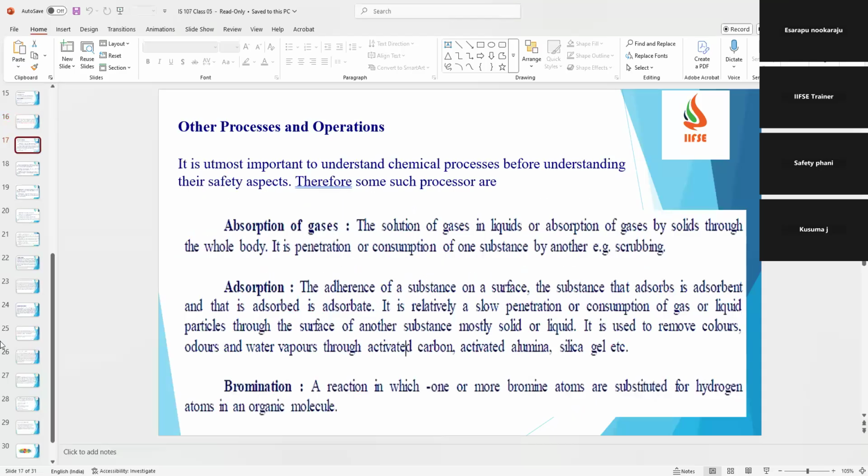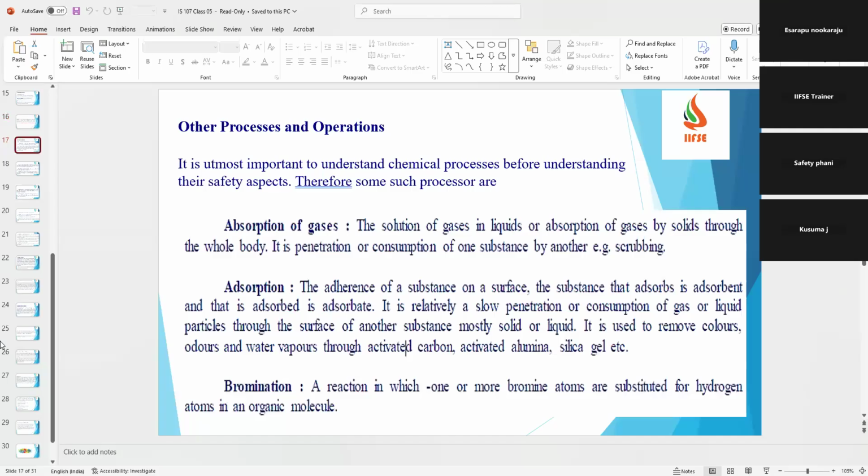Then other processes and operations. It is very important to understand the chemical processes before understanding their safety aspects. Therefore, absorption of gases: it is basically the solution of gases in liquids or absorption of gases by solids throughout the whole body. It is the penetration or consumption of one substance by another.